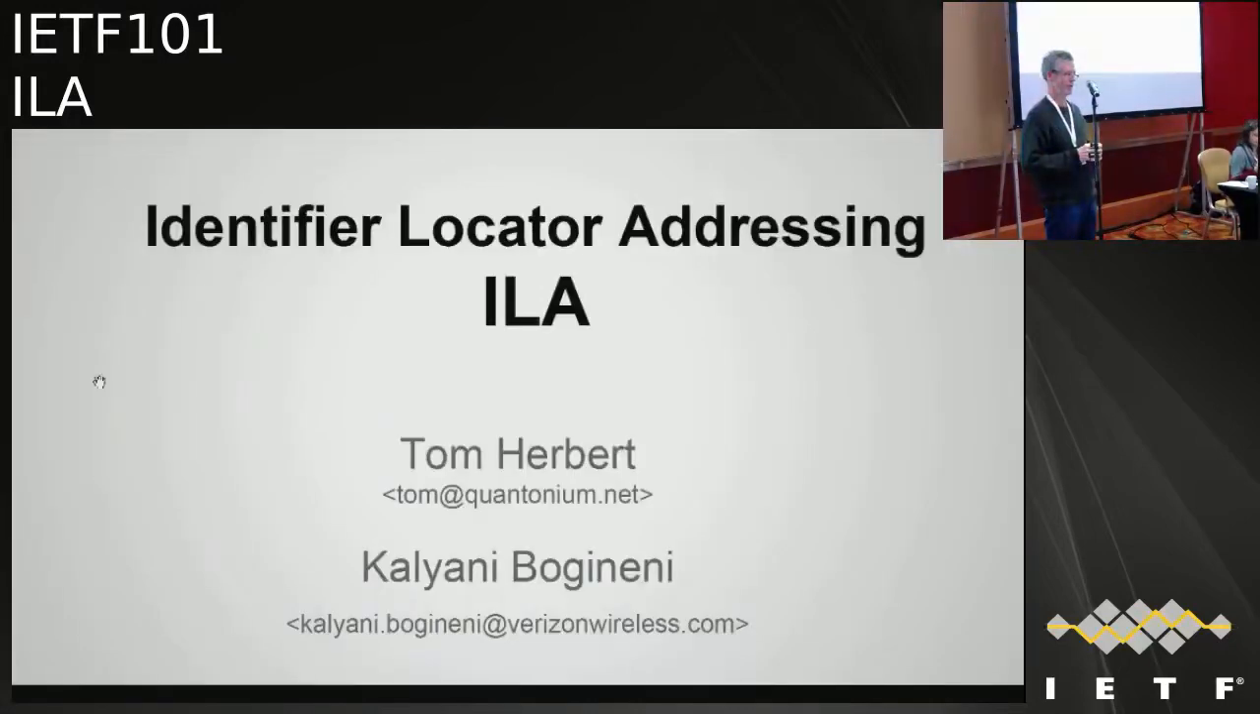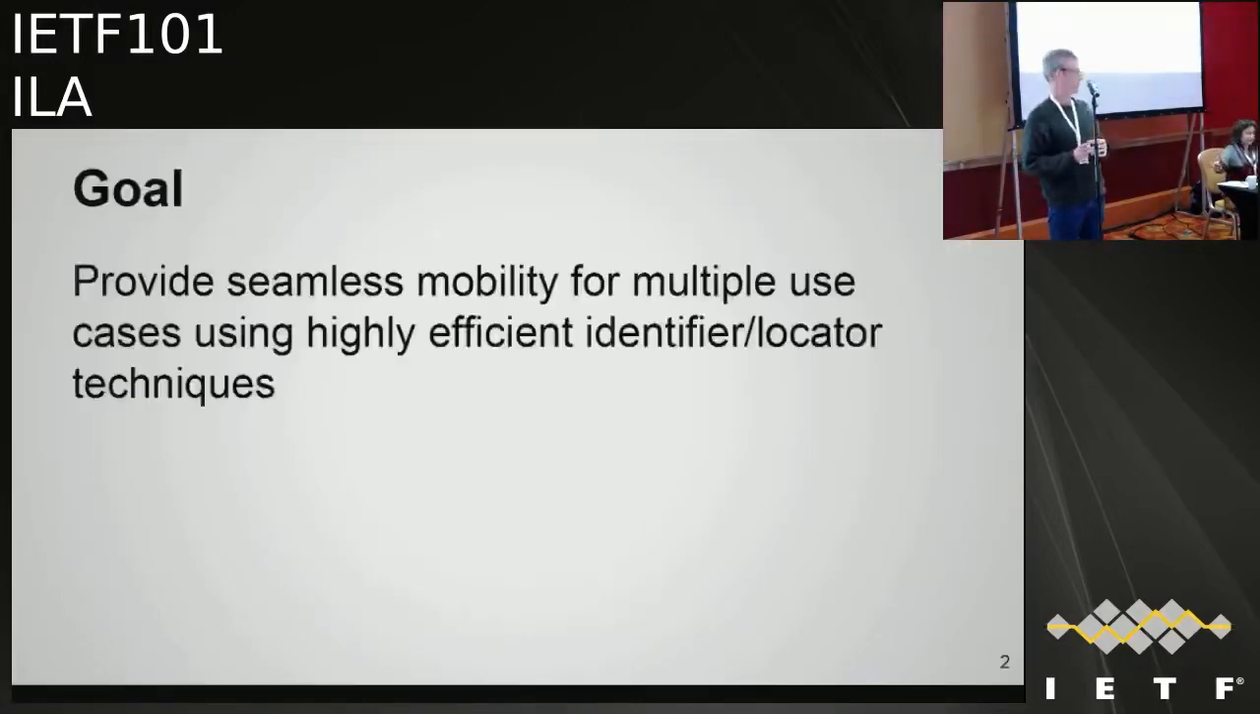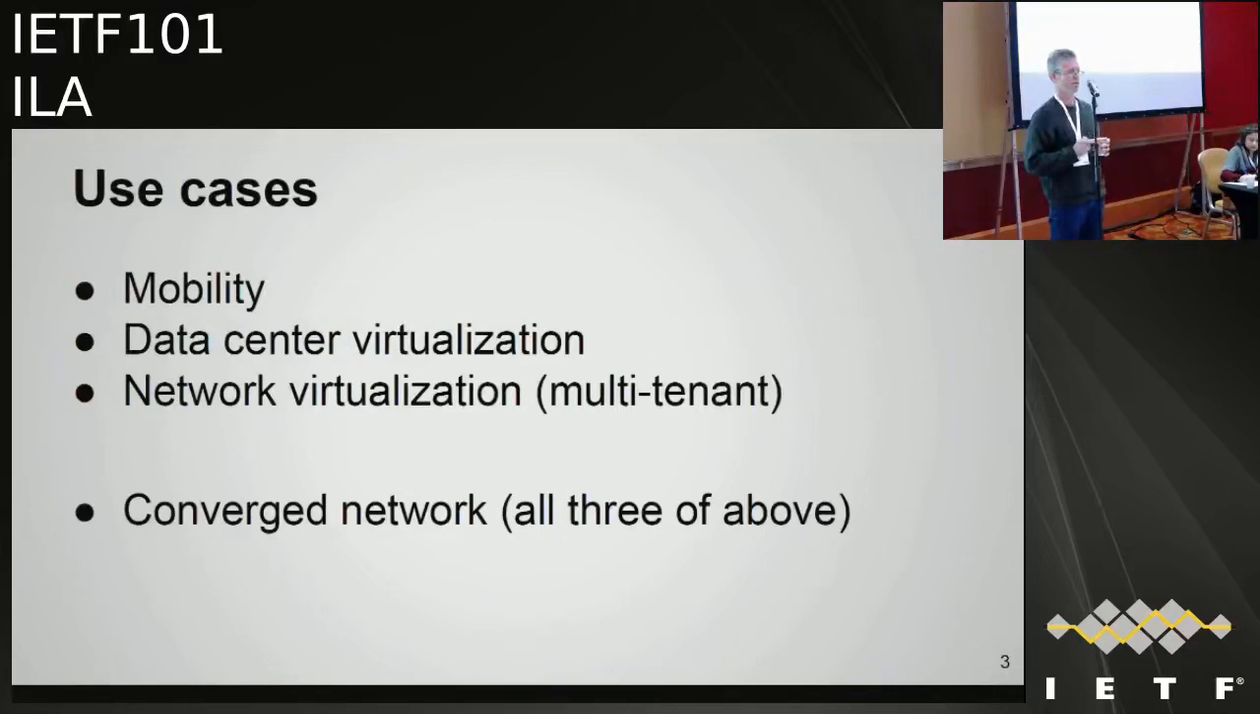Hopefully it'll work. Okay, so identifier locator addressing. I'll start with the goal. The goal is to provide seamless mobility for multiple use cases using highly efficient identifier locator techniques. That's a pretty short statement that's actually packed with four different components: seamless mobility, multiple use cases, highly efficient, and identifier locator. So we'll look a little bit at those.